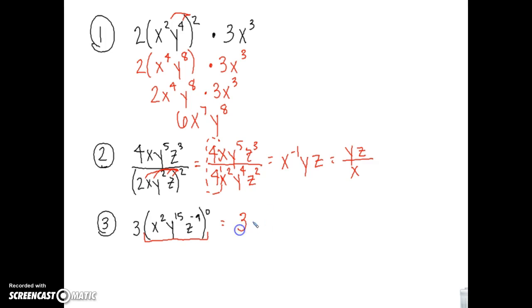So we're left with 3 times 1. The whole thing becomes 1. And 3 times 1 is just 3. Makes it nice and easy for us. And those are some of our exponent rules.